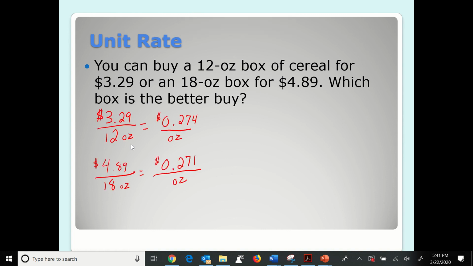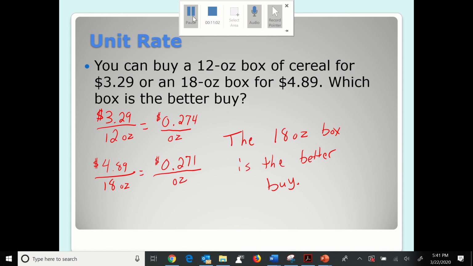All right, so we find the unit rate of the smaller box, and we get 0.274. That would be 27.4 cents per ounce. And the larger box is $0.271 per ounce, or 27.1 cents per ounce. So notice that the larger box has a smaller unit rate, therefore the larger box is the better buy. There we go. The 18-ounce box is the better buy.